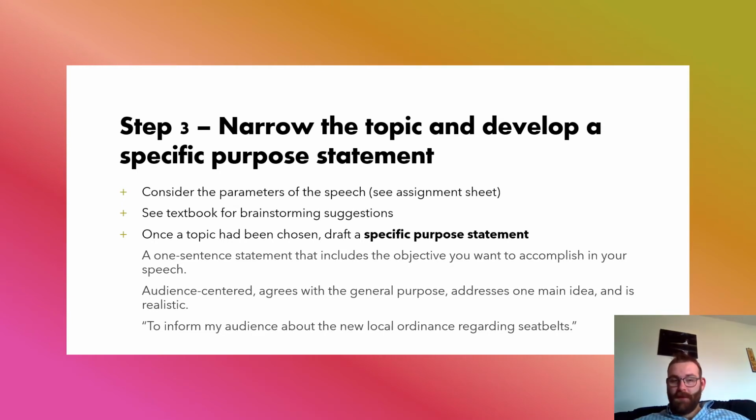A specific purpose statement is a 1-sentence statement that includes the objective you want to accomplish in your speech. It is audience-centered, it agrees with the general purpose, it addresses one main idea, and it is realistic. So if your general purpose statement is to inform, your specific purpose statement should include to inform. It's audience-centered, so it's to inform my audience.